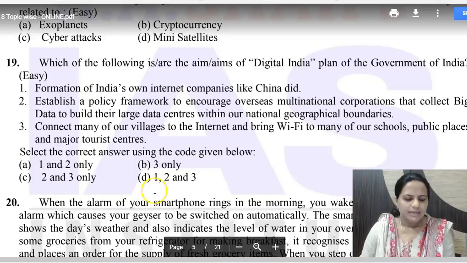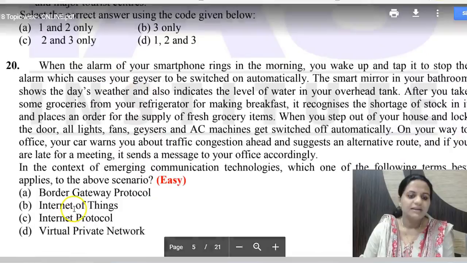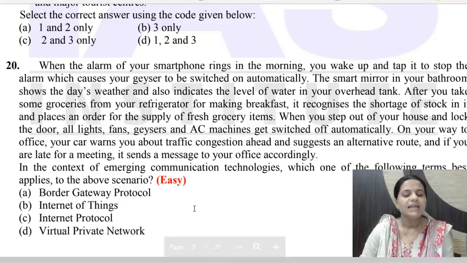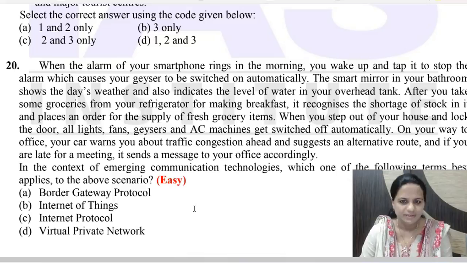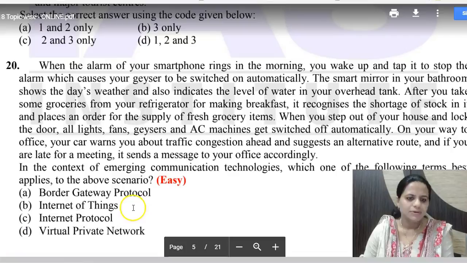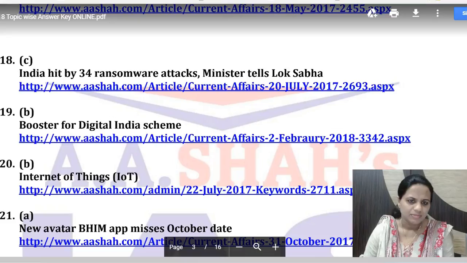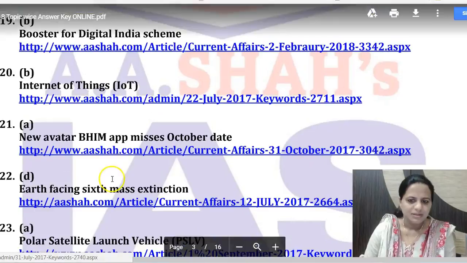Then next is, this is a huge passage actually given regarding Internet of Things. And Internet of Things we have quite often discussed in news, that how it connects everything. So every aspect, all your digital equipments are connected. How it works, you can see here the example given in this entire passage. Of course this is about Internet of Things, and this was a very easy question if you have been doing current affairs. So we had also covered it.